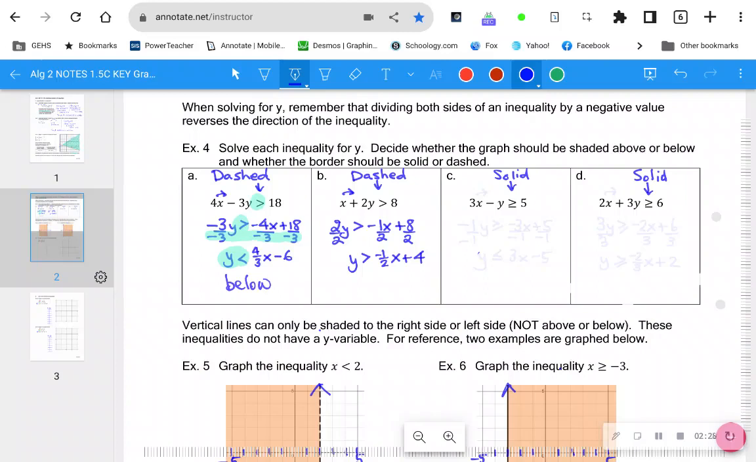Okay, on the next one here, we don't have any place where we're dividing by a negative. You can see I divided everything by +2, and that means the inequality does not change direction. Y is greater than, the heights of the points are above the line. So we'd have a dashed line, and our shading would have to be above that line. Let me fix that a little bit. Above. That's what that's supposed to say.